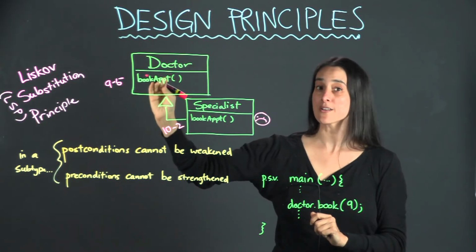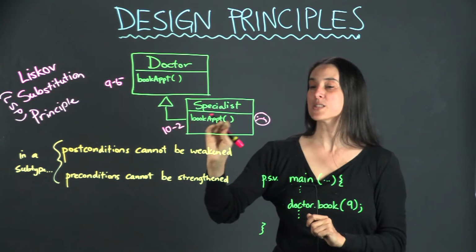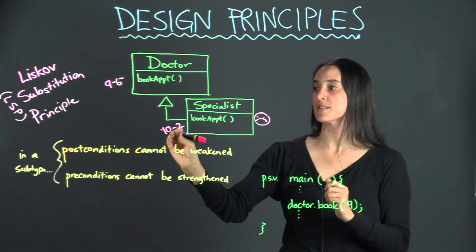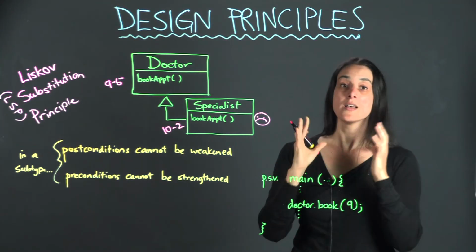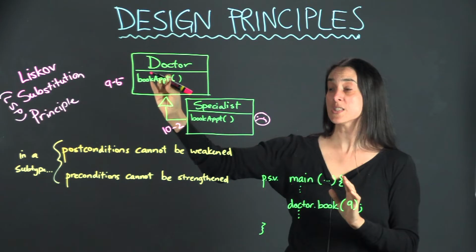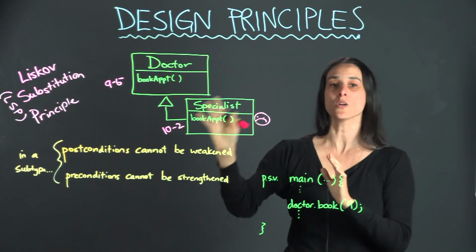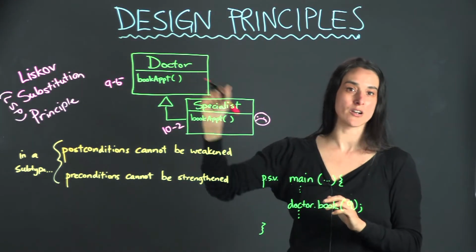This one has a requires clause that the parameter be between 9 and 5, and this one has a narrower requires clause that the hours be between 10 and 2. So this book appointment is not substitutable for this book appointment, which means that the whole class becomes unhappy. The specialist is not substitutable for a doctor.